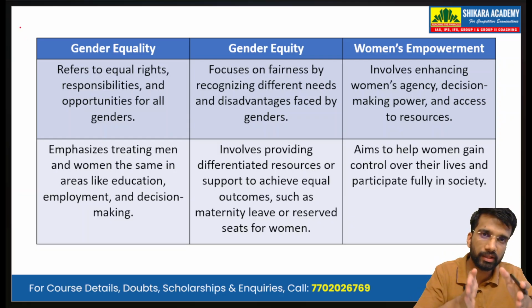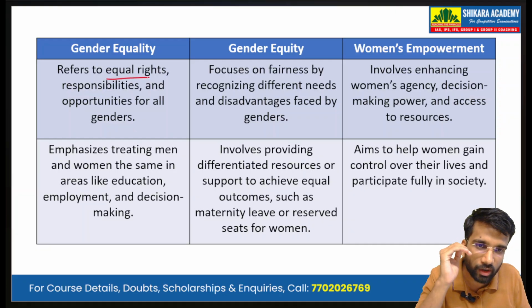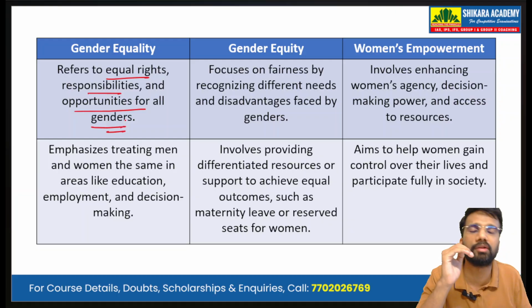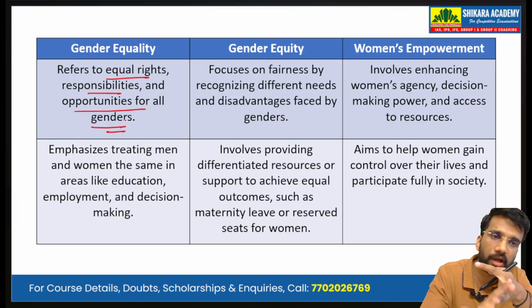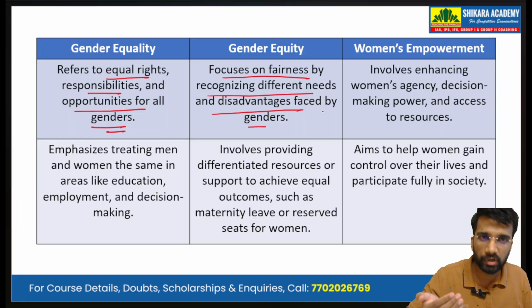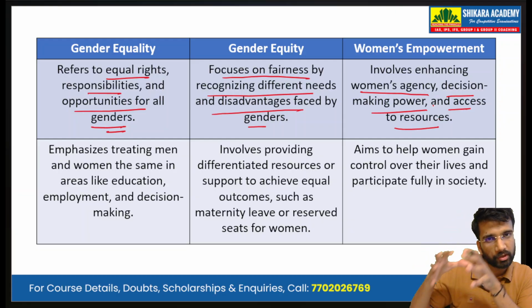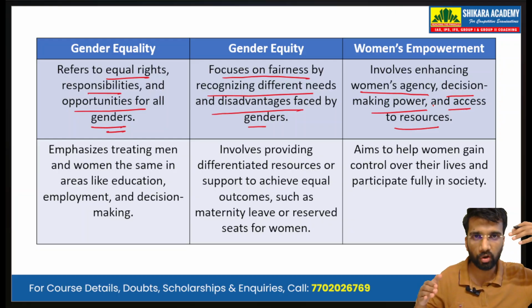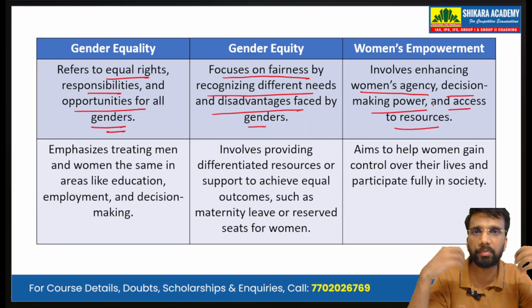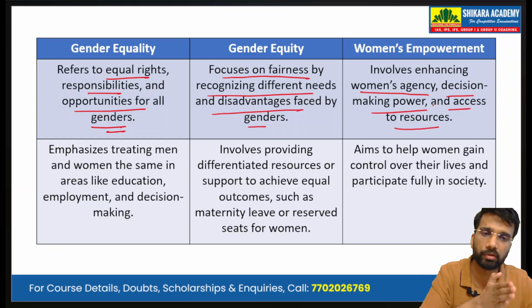Addressing the first demand of the question, that is distinguish. So we tabulate the entities. In gender equality, it refers to the equal rights, responsibilities, and opportunities for all genders, whether it is male gender, female gender, or transgender. Gender equity focuses on fairness by recognizing different needs and disadvantages faced by the genders. Women's empowerment, on the other hand, involves enhancing women's agency, decision-making power, and access to resources. So women empowerment is particularly focused on improving women's agency, her decision-making power in the household, in the family, or in society, and women's access to resources.